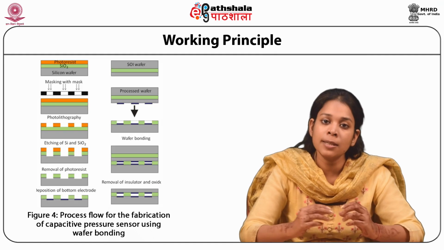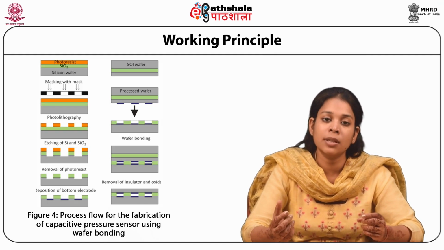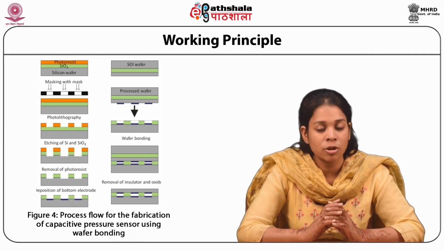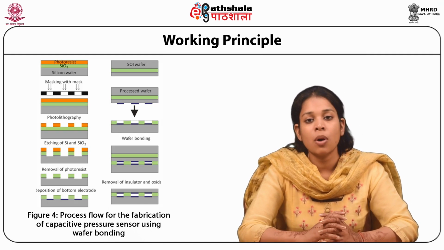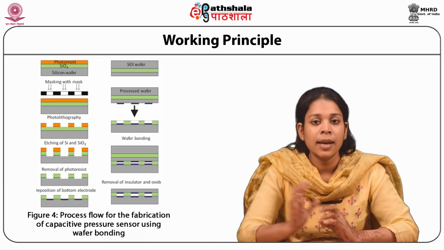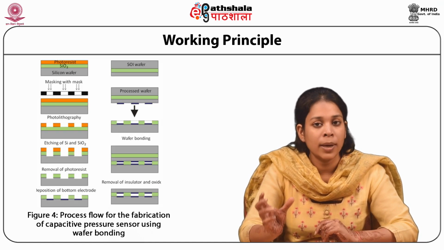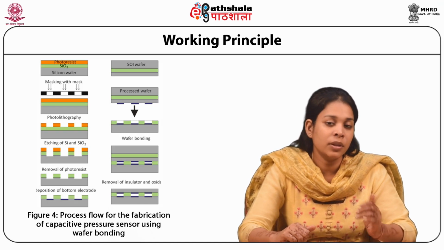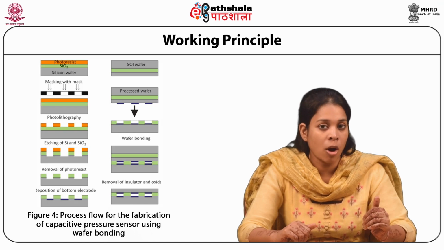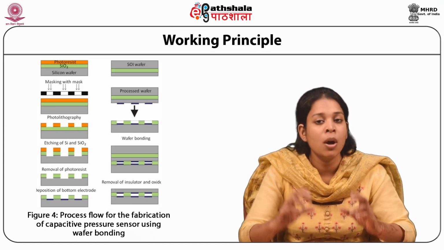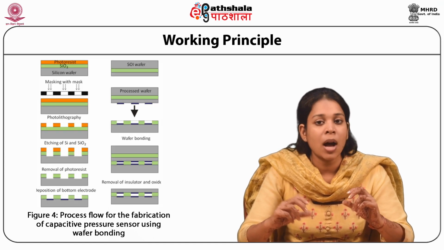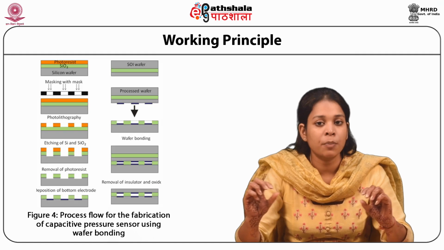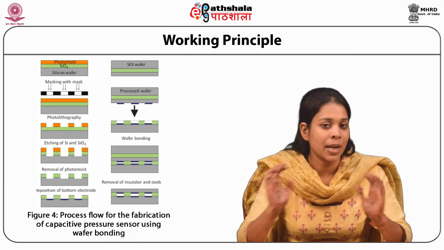So we have processed the wafer in the same way as we did previously to deposit the top electrode. So the top electrode will be the metal only. After processing it, the SOI wafer with the top electrode and the previously processed wafer with the bottom electrode, where we performed etching of silicon and SiO2, were bonded together. After bonding, you can see that there are cavities present between the top and bottom electrode.